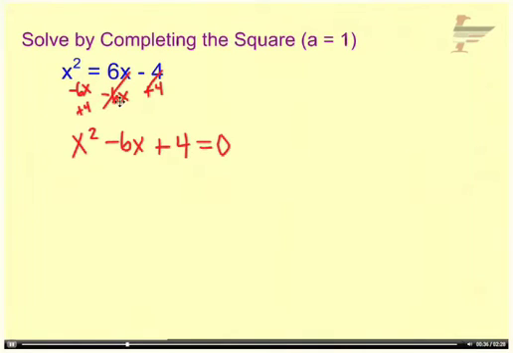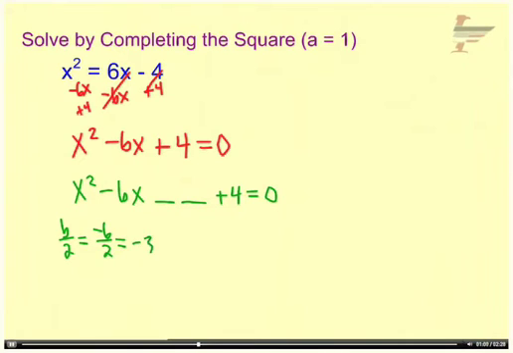Solve by completing the square, two parts. First, let's solve it. Let's complete the square. Once we've completed the square, then we can solve for x. So we're going to start out with our two spaces, x squared minus 6x, space, plus 4 equals 0. And we're going to do our b over 2. Our b value here is negative 6 over 2, which gives us a negative 3.